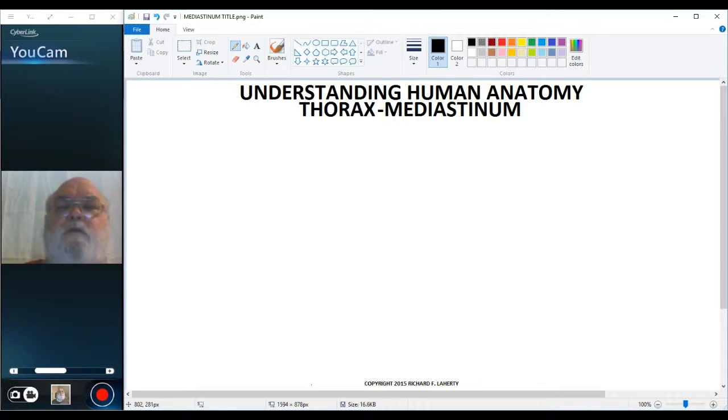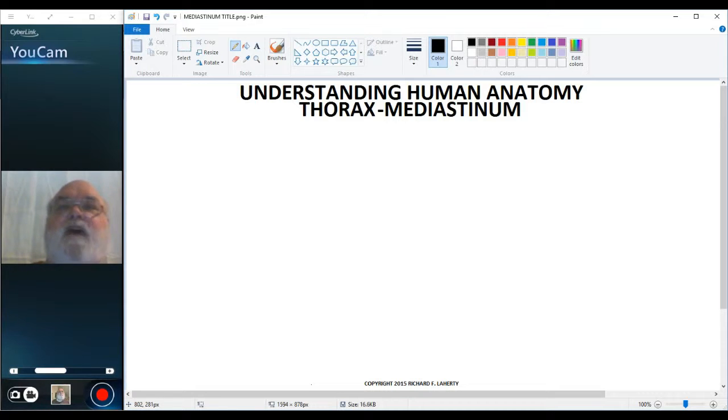Now, if you go back to the video on the pleura, I mentioned the mediastinum. The mediastinum is the area in the center of the thoracic cavity, the area between the two parietal pleura, between the left and right parietal pleura.